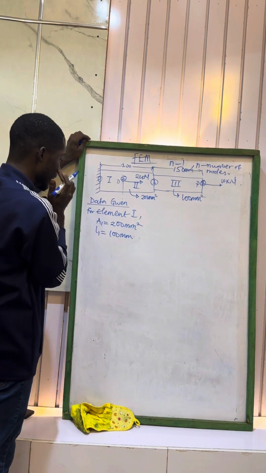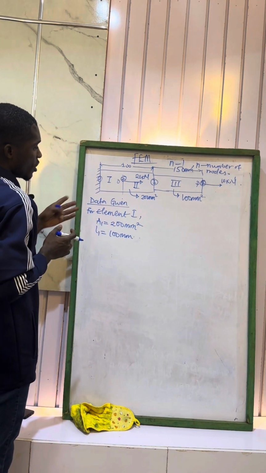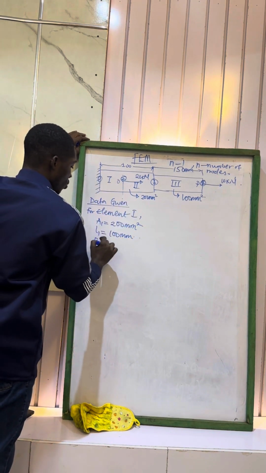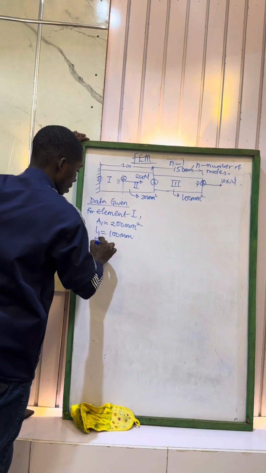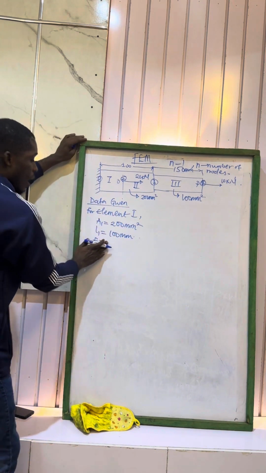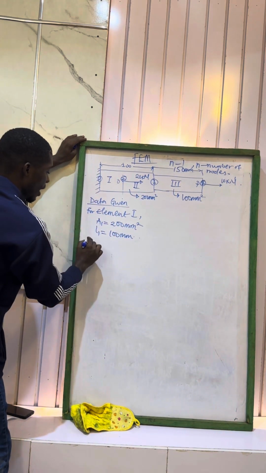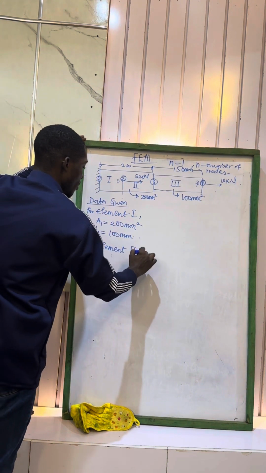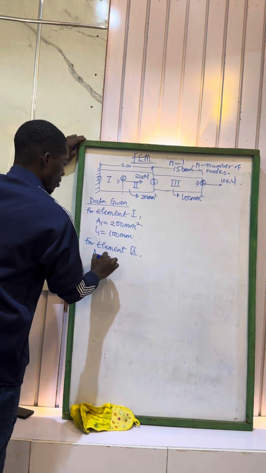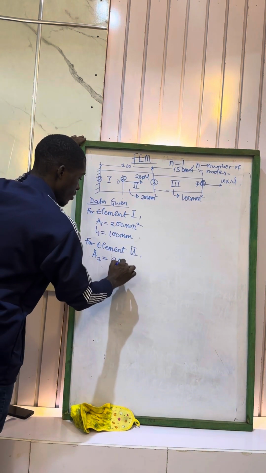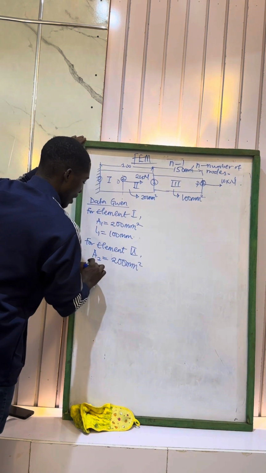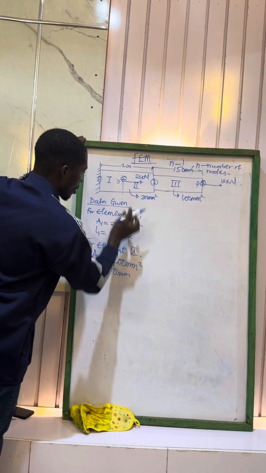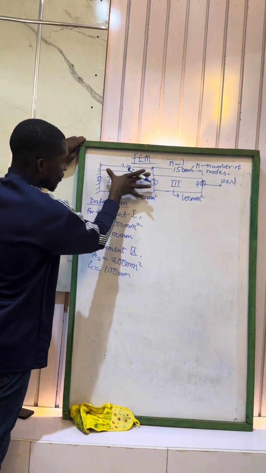Another thing we're going to consider: is there anything we need to get for this one? At this point, we're also going to have a Young modulus. The Young modulus is general for everything, so I will leave it to the end. For element 2, A2, I'm going to call it A2, is 200 millimeter squared. Then the length for element 2 is 100 millimeter, because from here to here is the length, which is half of the entire length.